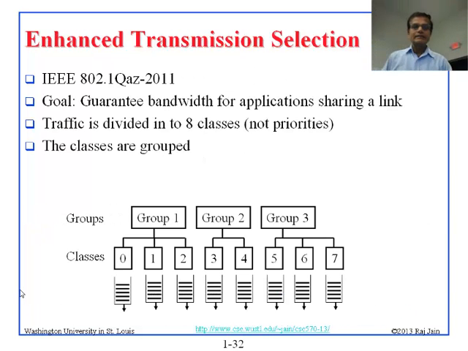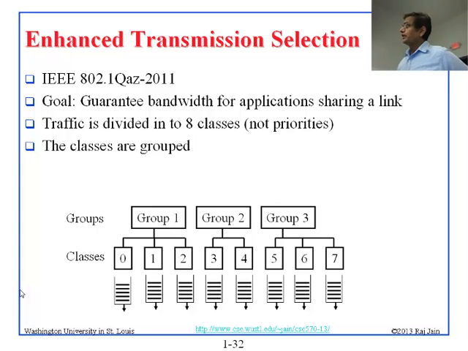The next thing is enhanced transmission selection. Second thing, there were no guarantees before, and people wanted guarantees for the storage traffic. They wanted to say that, well, I want to make sure that I have 75 megabit available for storage, otherwise my storage will not work. So they created that with enhanced transmission selection.